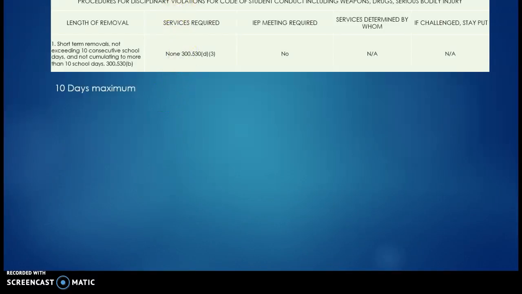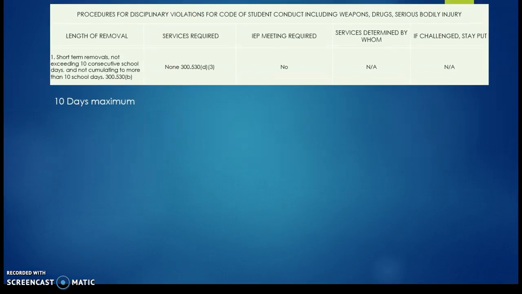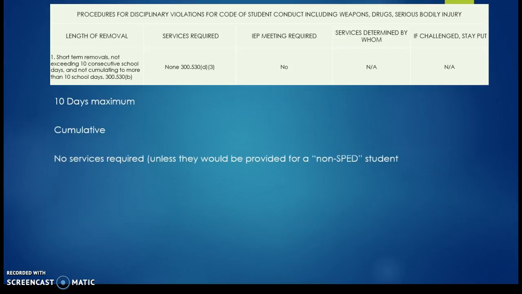So let's take a look at the first row on the procedures for disciplinary violations. The first row is about a short-term removal, which means not more than 10 consecutive days of suspension, or for the case of a special ed student, not more than 10 cumulative days. This is not considered a change of placement.